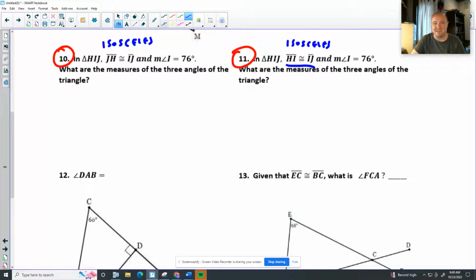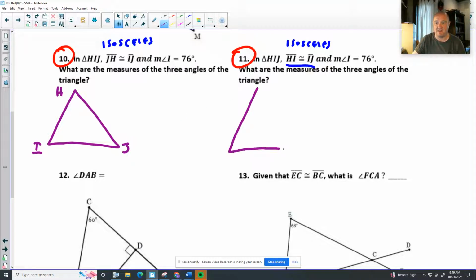You might be thinking, can I do this without sketching it? I mean, maybe you could, but I always think in geometry, the best thing to do is to start sketching. All right, so I've got triangle HIJ, and I'm going to do these in parallel. I'm going to do them at the same time. So here's HIJ.